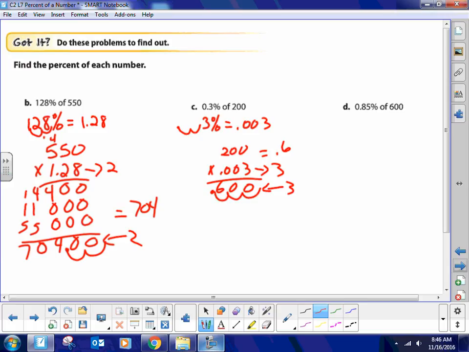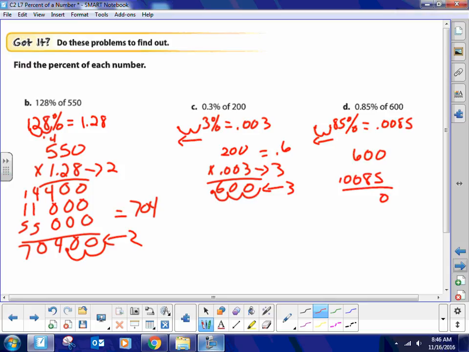All right, now if you ever see that I've messed up on something, please bring it to my attention. All right, so the last thing is 0.85%. 0.85% is the same as, let me put my arrows to show you which way it's going, 0.0085. So take 600, multiply it by 0.0085.